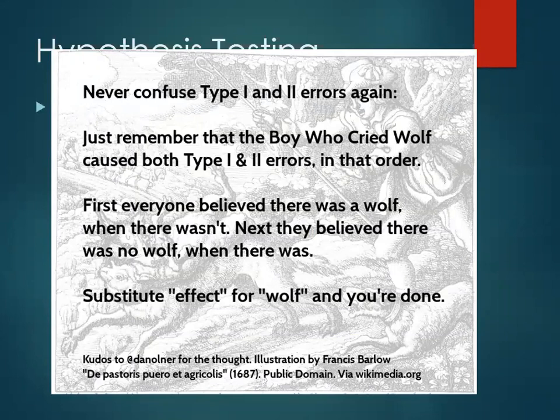All right, so in The Boy Who Cried Wolf, the boy causes type 1 and type 2 errors in that order. First, he leads everyone to believe there's a wolf when there is none. That's a type 1 error, saying that something exists when it does not. And next, they believe there was no wolf when in fact there was one. All right, and that's a type 2 error, concluding that nothing is happening when something really is happening. All right, so if you substitute the word effect for wolf, you're done. You can figure out what kind of error you have here.